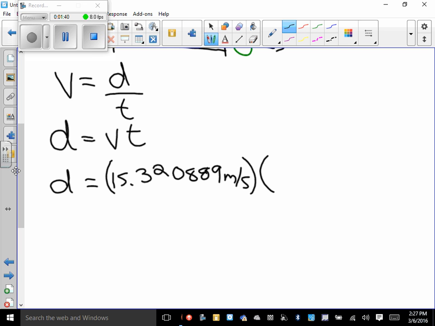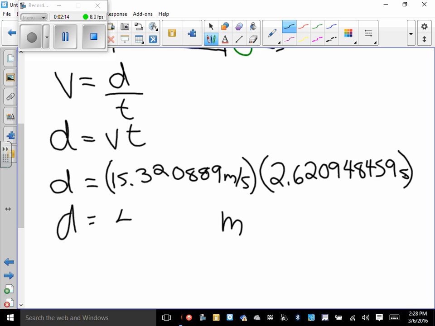And I kind of went through the time quickly, but we said it was 2.6. We're going to use the unrounded value. And your unrounded value should be 2.620948459, something like this. Okay, meters per second times second should leave us just with meters. I got my displacement to be 40 and a bunch of change.